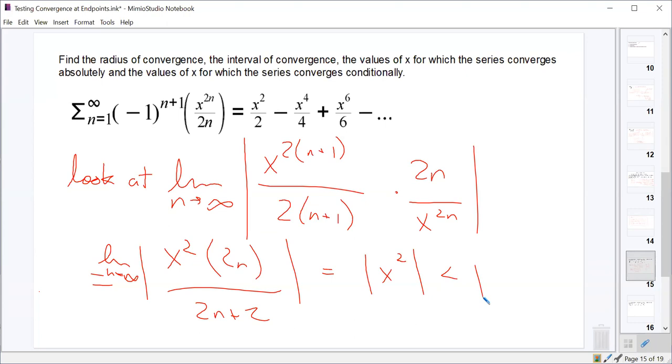We know that x squared is always positive or equal to 0 no matter what, so the absolute value is redundant. We can get rid of it. So we're just really looking at when x squared is less than 1. And we should know that x squared is less than 1 when x is between negative 1 and 1. Right? So what do we have here?